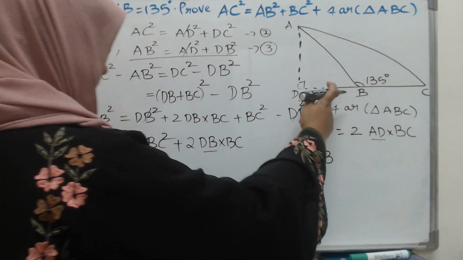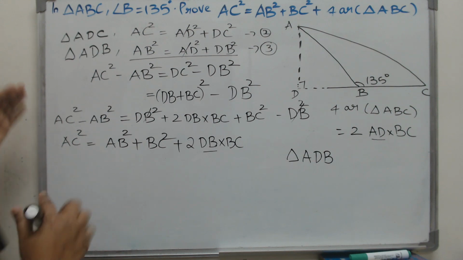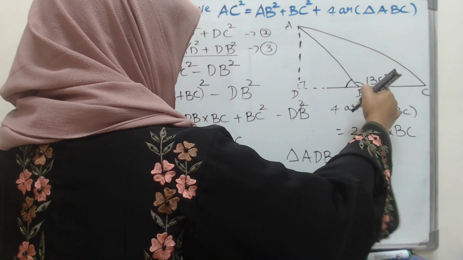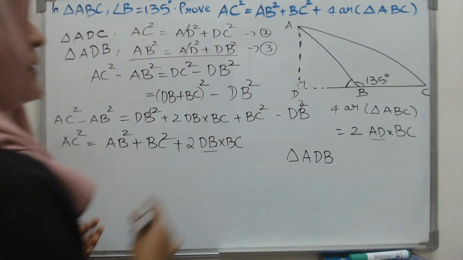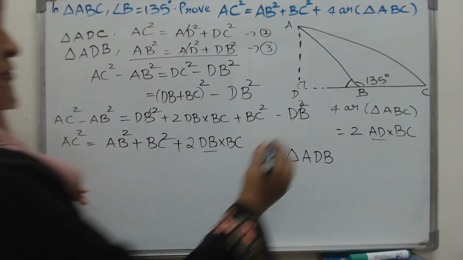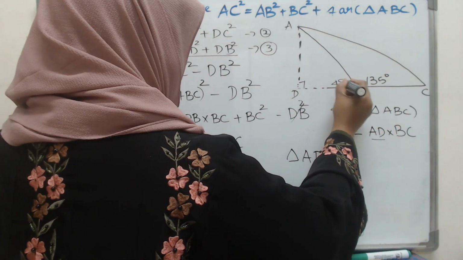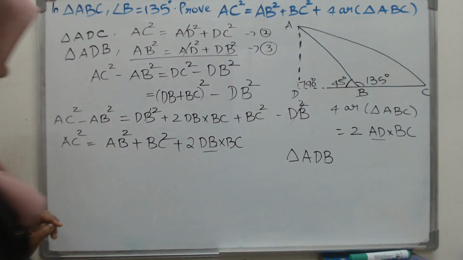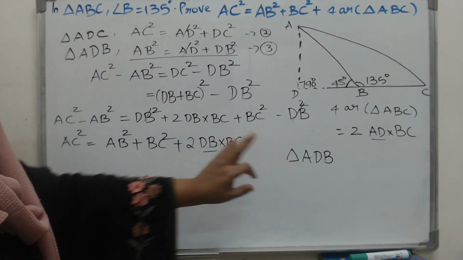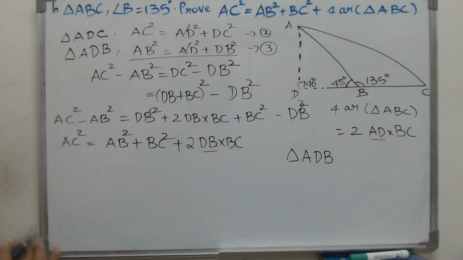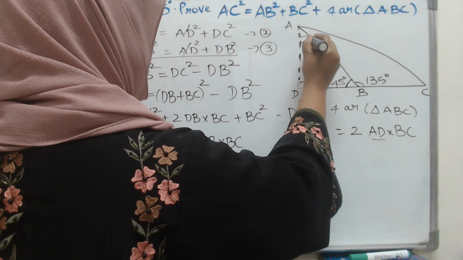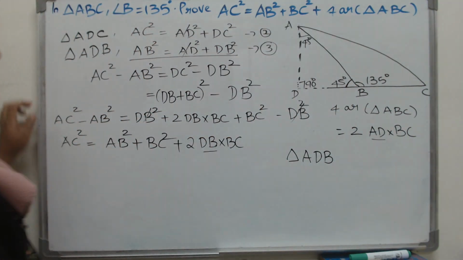It is a straight line, which means what? It makes 180 degrees. So that means what? If this is 135, this angle will be 180 minus 135, which is what? 45 degrees. Now this we know is the altitude, so it is 90 degrees. Now look at this triangle. It has 3 angles. Sum of the angles will be what? 180 degrees, a 90, a 45, which means here you have a 45 degrees.